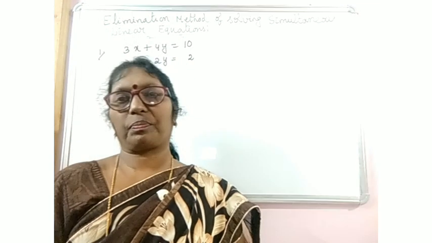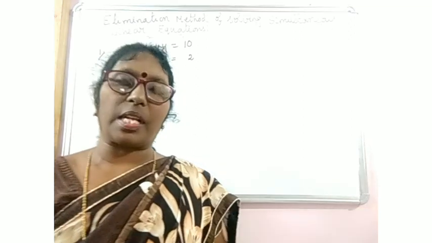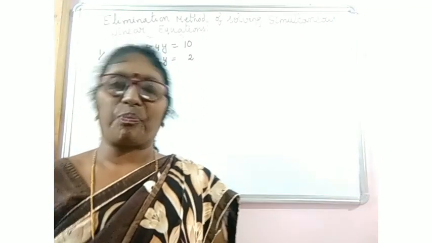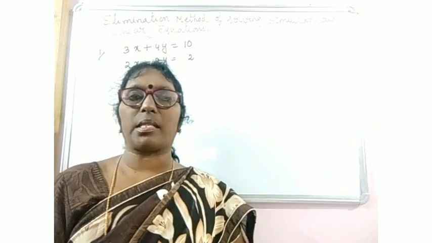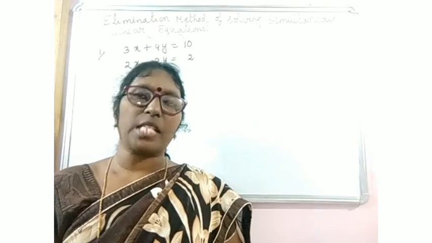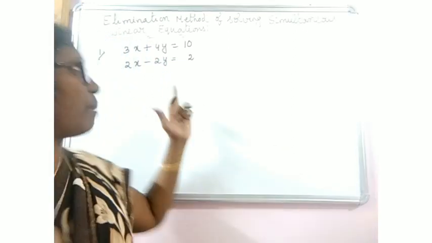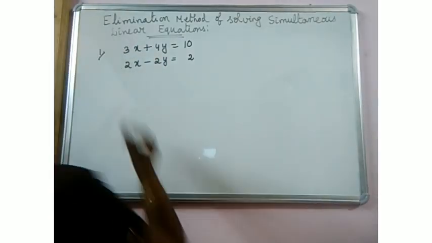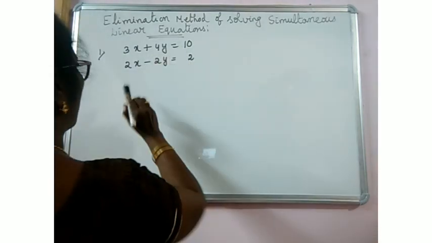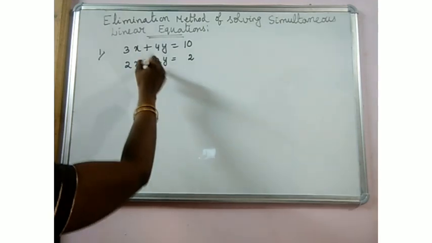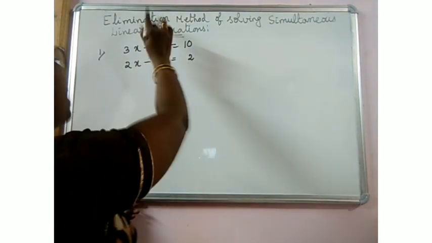Hello, welcome. Today let us have the class on the simultaneous linear equations chapter. How to solve simultaneous equations by the elimination method is what you are going to learn today. At first, a simple example I am giving you: 3x + 4y = 10, 2x - 2y = 2. How to solve these two equations by the elimination method?